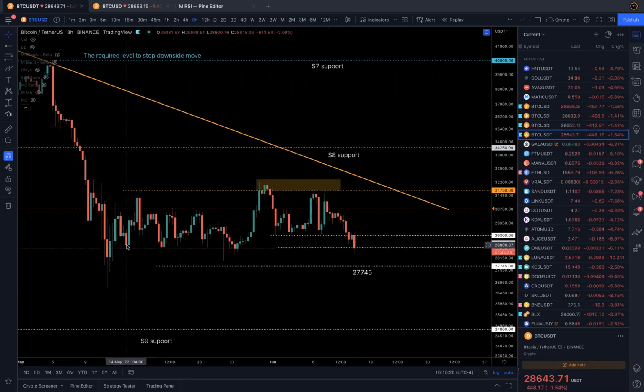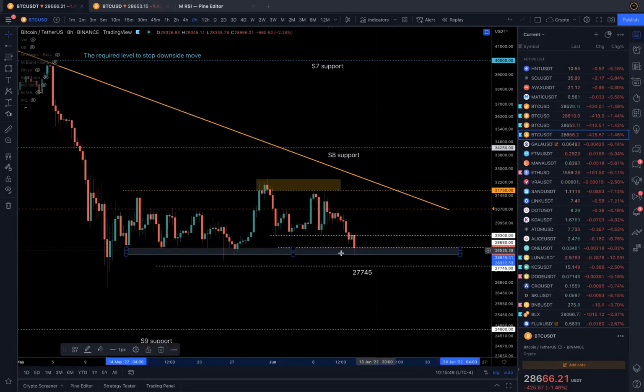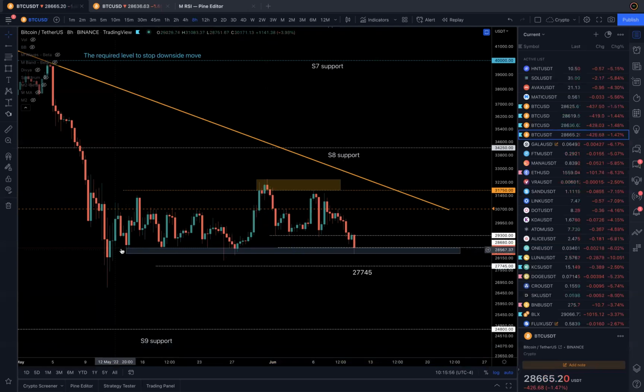This is like a line where it provided support multiple times. If you look at all this, if I extend this, maybe I should draw a thin rectangle covering this strip. This particular zone has provided multiple bounces. Look at this one, right? Even including this one, yeah.